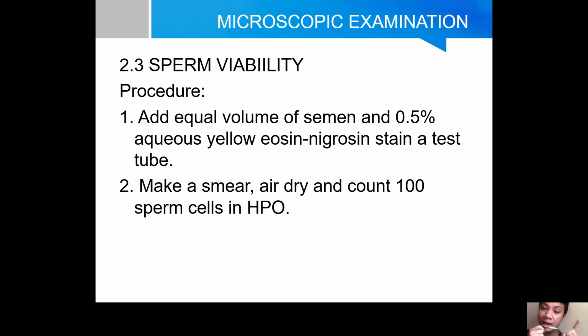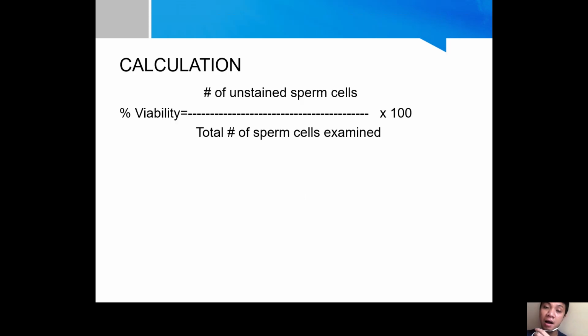You're going to count at least 100 sperm cells and compute how many are viable, in such a way that they are unstained. Usually they are bluish white. All the other sperms are purple or orange, so those are dead. The alive cells are those unstained, usually bluish white in color. That's the number of your alive or unstained cells over 100 times 100 to become your percent viability. The normal viability should be approximately 75%.